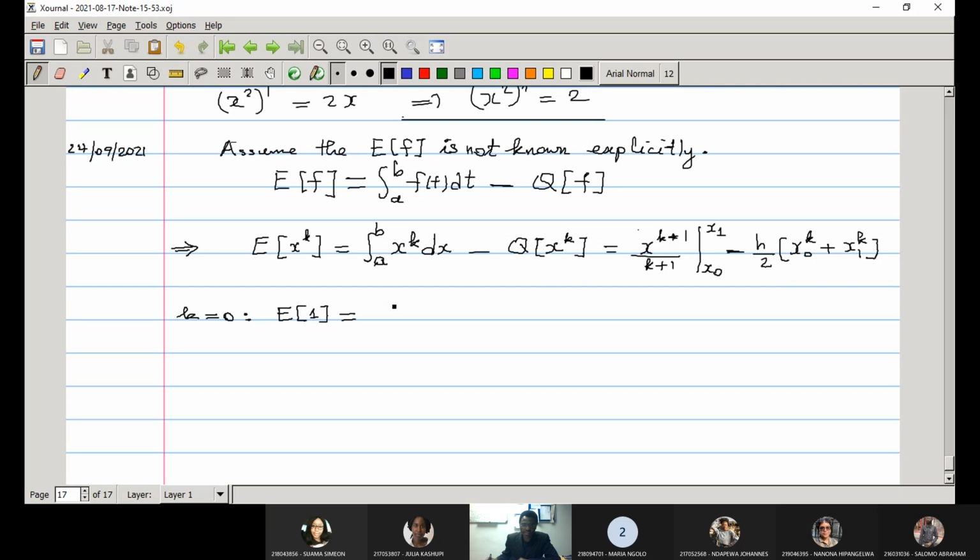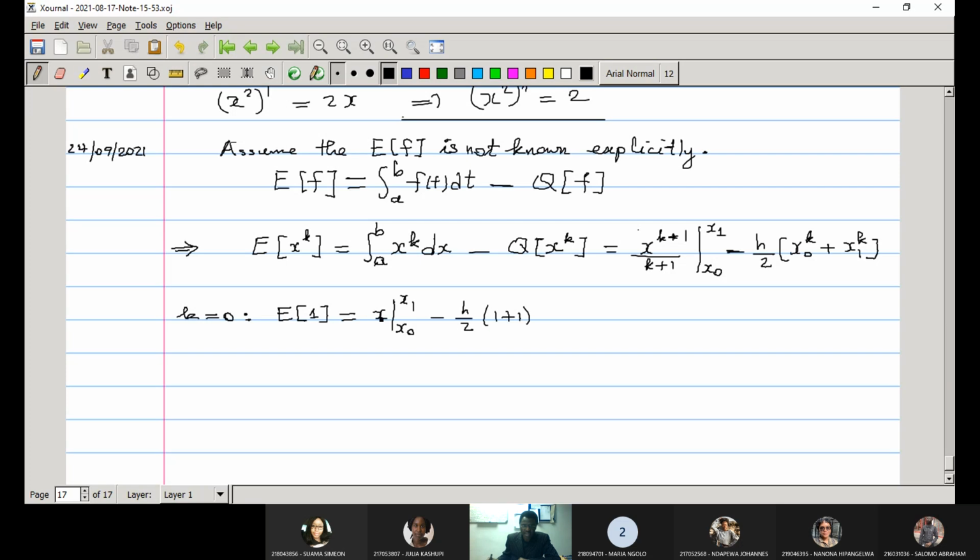This is just x, right? So this will be x. This is 1. Any number to the 0 is 1. So this will be 2. Now you see that 2 will cancel out with this one. So let me write it. So this is h by 2, 1 plus 1. So that's what this gives us.